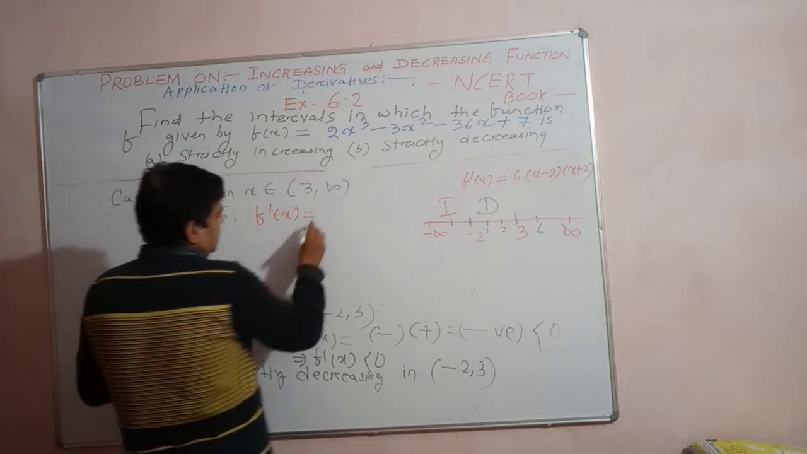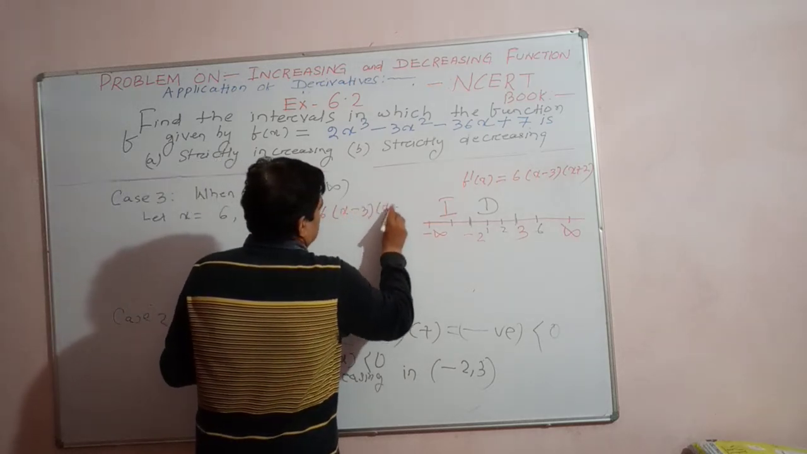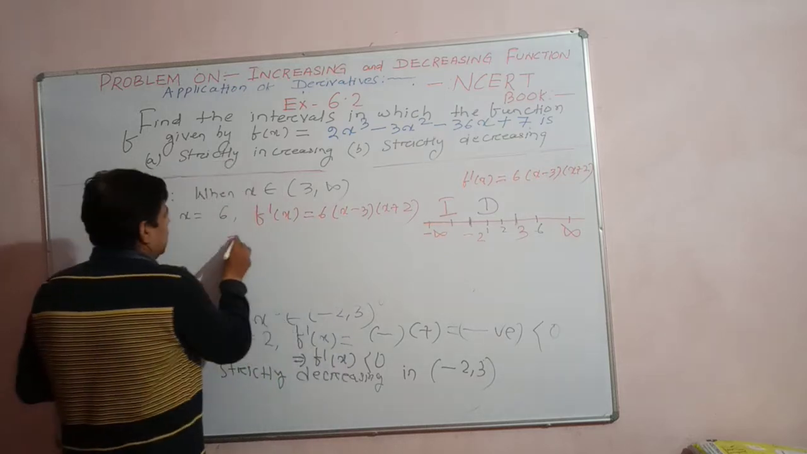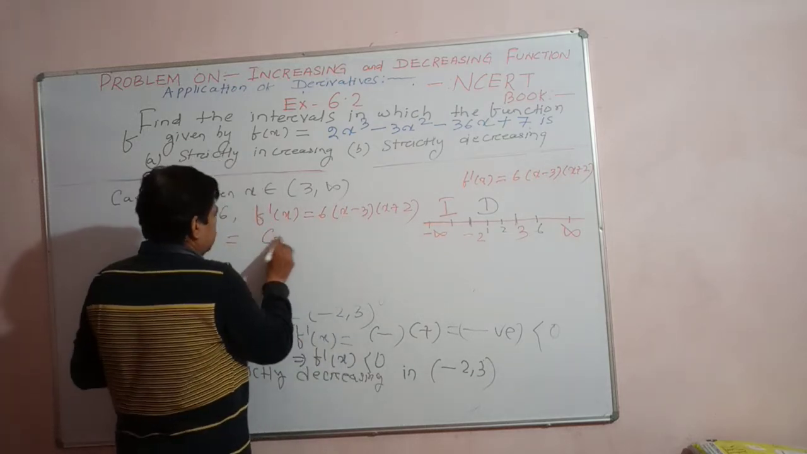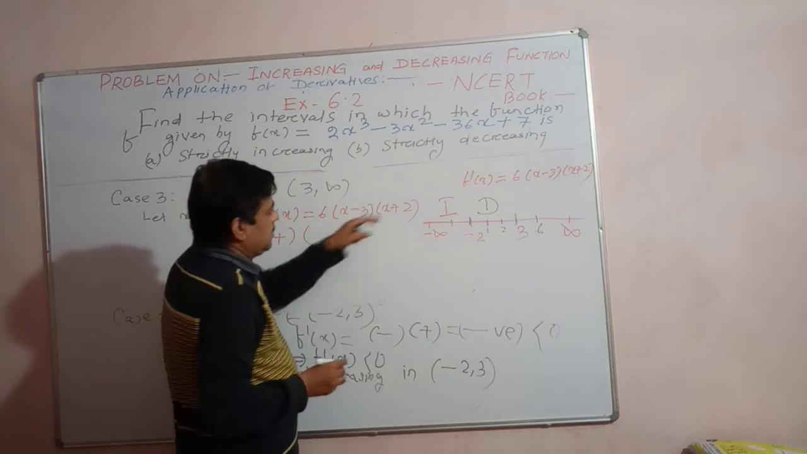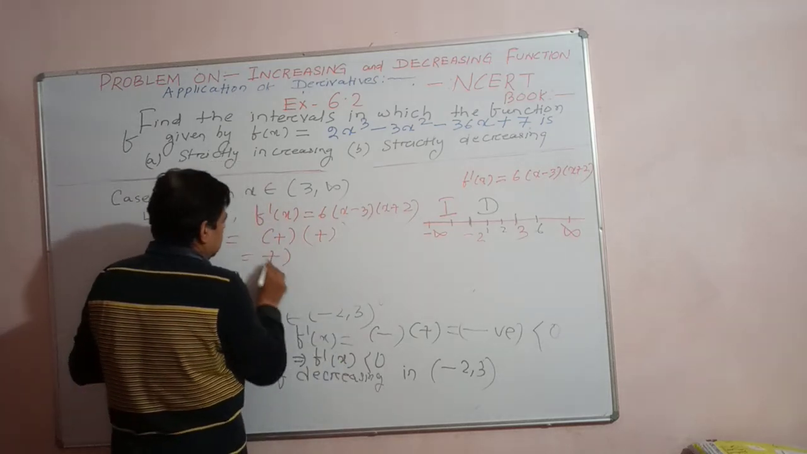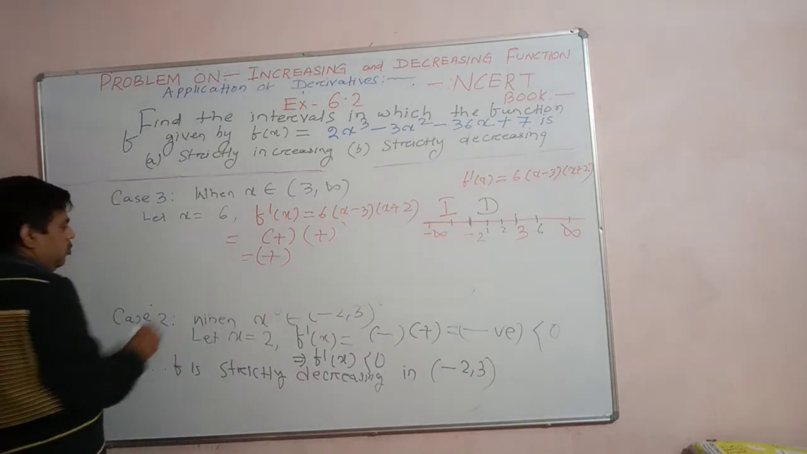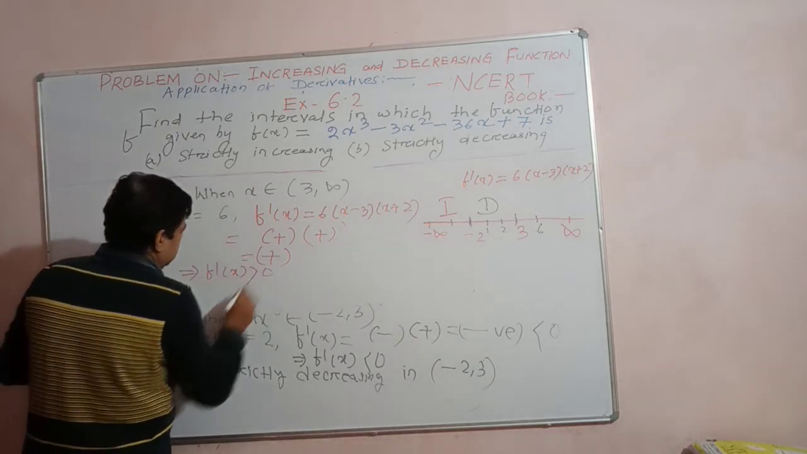f dash is what? 6 into x minus 3 into x plus 2. Okay, and here x is equal to 6 means 6 minus 3 will be a positive value, and 6 plus 2 is 8, also a positive value. So here the result will be positive, plus into plus is plus. That implies f dash x is greater than 0.